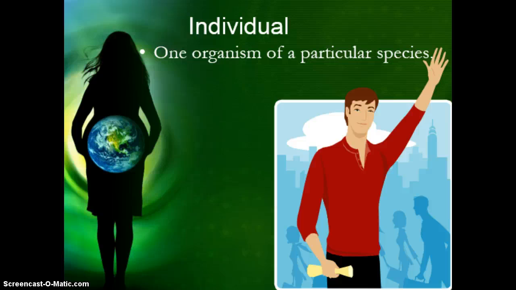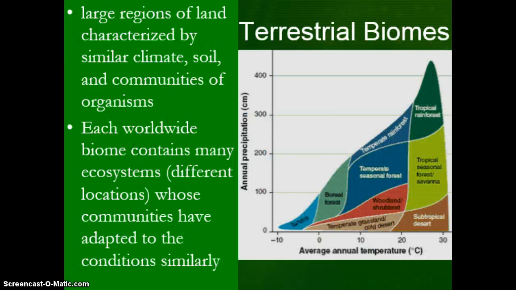Now, when we talk about biomes, which is what we're going to start to go into more detail about, we're talking about huge regions of land all over the world. But what makes them similar is they have similar climates, soil, and communities of organisms. And they contain all these different ecosystems that all have these similar characteristics in different locations. And it's because all of their abiotic characteristics are similar, and therefore all of their biotic, all their living communities, kind of adapt similarly to those conditions.